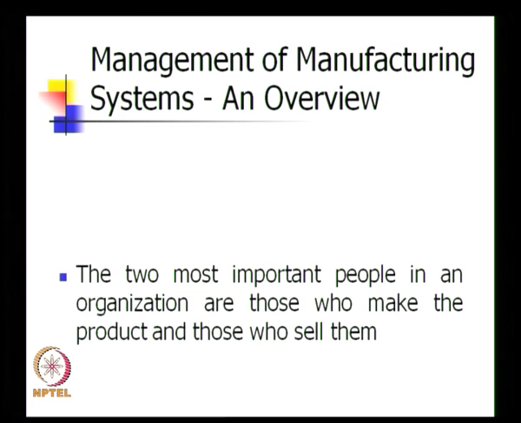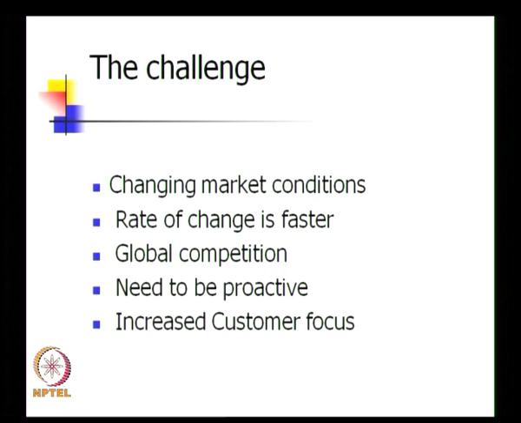In this context, the quotation that you see here, which says that the most important people in an organization are those who make the product and those who sell them, stresses the importance of manufacturing and the people who are involved in the activity of manufacturing. Now, what are the challenges that manufacturing faces or has been facing over so many years? There are several challenges. It has never been an easy task to make the products in time and sell them in time. These challenges have also changed over a period of time. Some of these challenges are listed here. First and foremost is the changing market conditions, which talks about the customer requirement changing over a period of time.